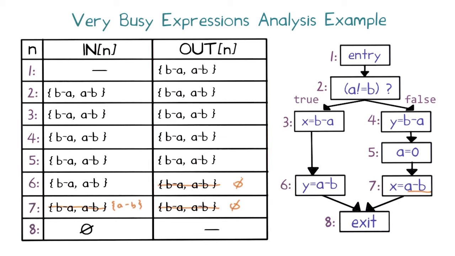Similarly, it continues further back and updates the in set of node 6 to reflect the fact that expression a minus b is very busy at this point. Let's update the remaining entries of this table in the following quiz.